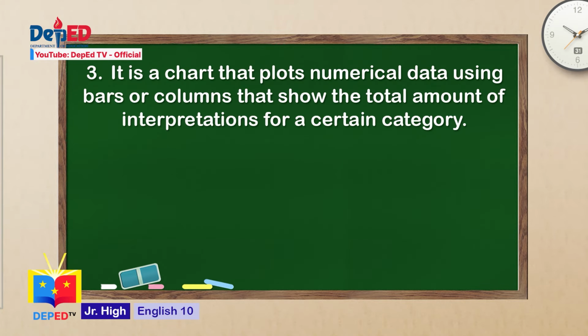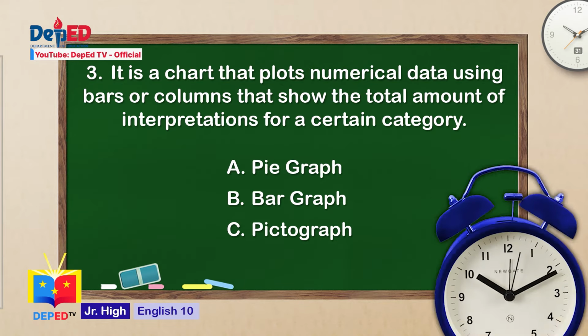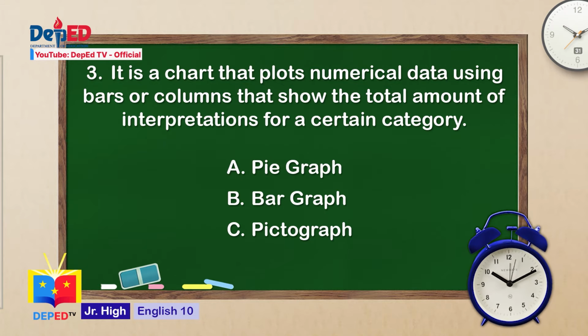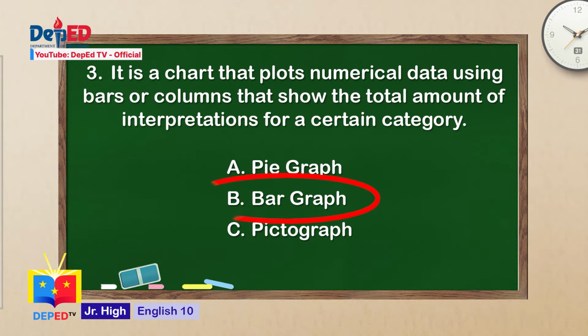Number 3, it is a chart that plots numerical data using bars or columns that show the total amount or interpretations for a certain category. Is it letter A, pie graph, B, bar graph, or letter C, pictograph? I knew you know it. It's letter B, bar graph.